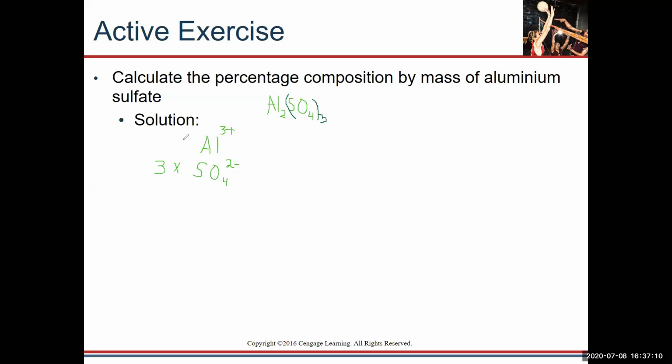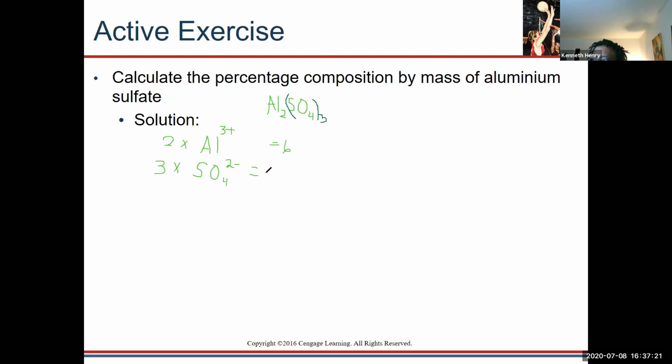Three, 2. Okay, so that would be 6. And this would be negative 6. And I add them together, that equals 0. See? And then I can write it like this.